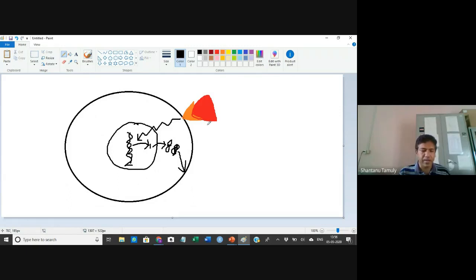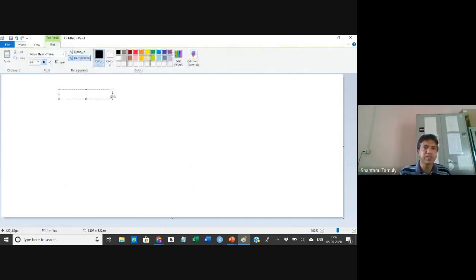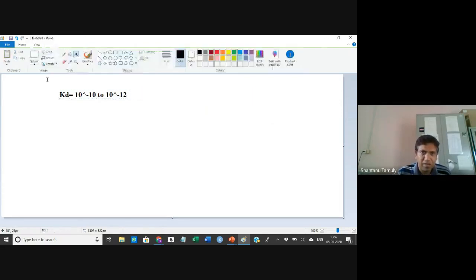Now, regarding the affinity of these receptors, it is said that their affinity is 10 raised to power minus 10 to 10 raised to power minus 12. I'm putting this particular sign to indicate 10 raised to power minus 10 and 10 raised to power minus 12. So that means these cytokines have very high affinity towards their receptor.